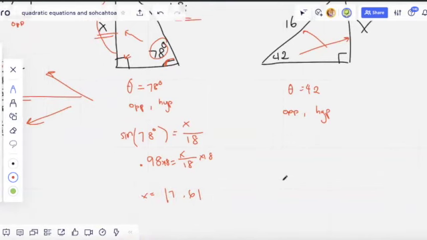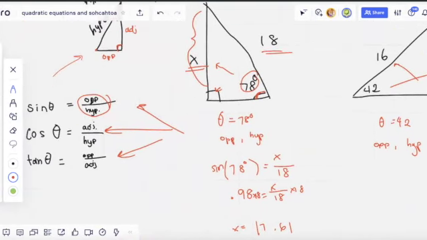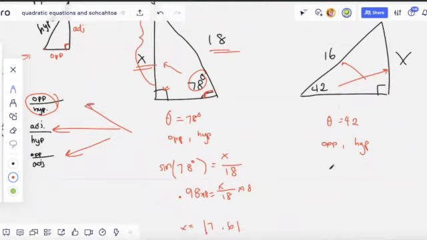So plugging in the values again, we know that this is also a sine value. So sine of 42 equals opposite, which is x, over hypotenuse, which is 16. Same calculator program, sine 42 equals 0.669. So I'll say 0.67 equals x over 16. Multiply 16 on both sides, and you're going to get 10.706, so 71 equals x. And that is it for SohCahToa.